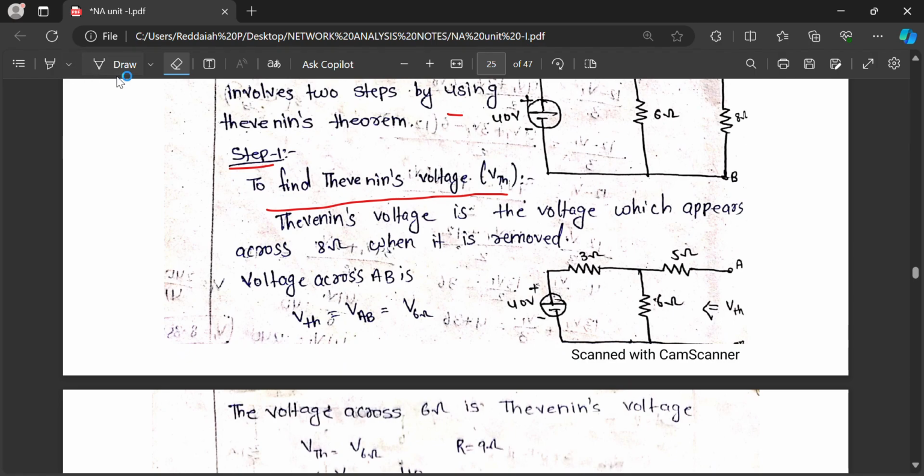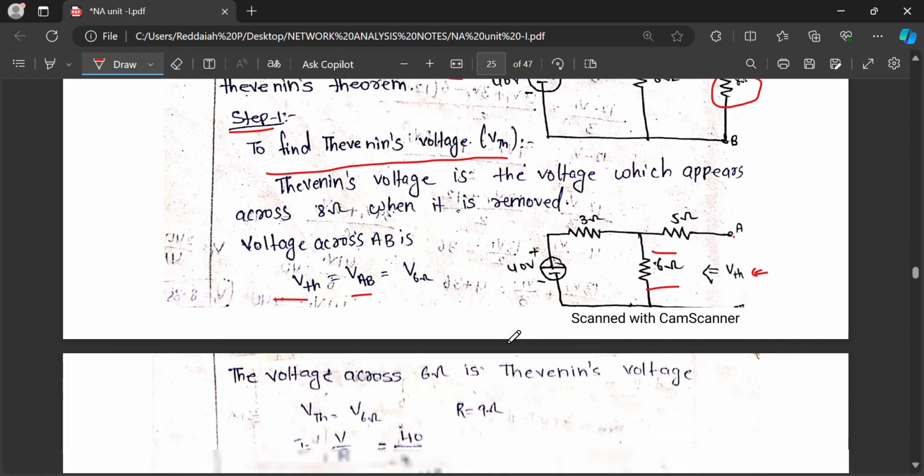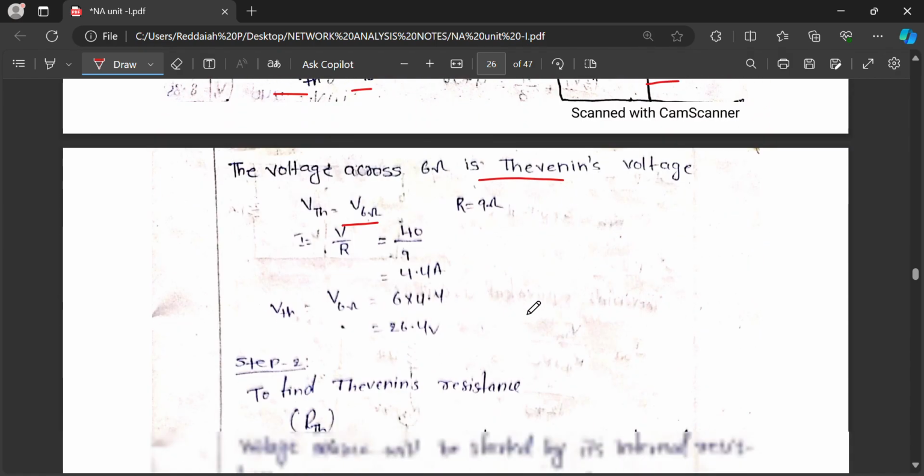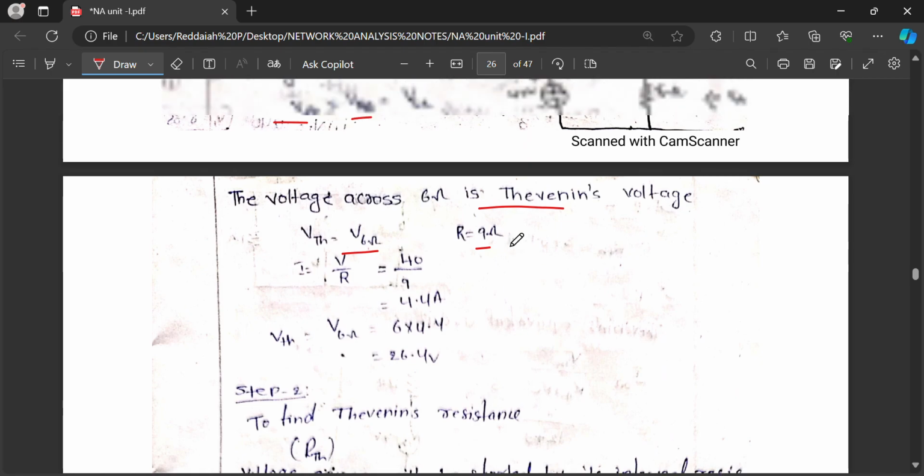To find Thevenin's voltage, the voltage which appears across the terminals, first we have to remove this 8 ohm. By seeing these terminals, what is the voltage that appears across A and B? That voltage across A and B is called Thevenin's voltage. V6 ohm, what is the voltage? Voltage across 6 ohm is called Thevenin's voltage. VTH equal to V6 ohm.